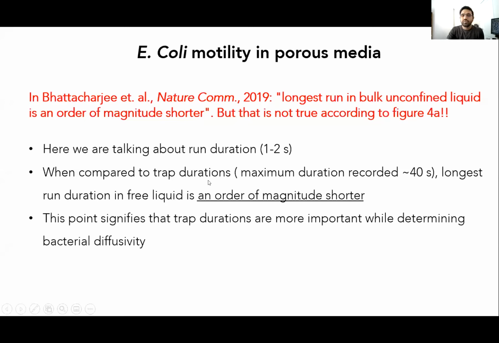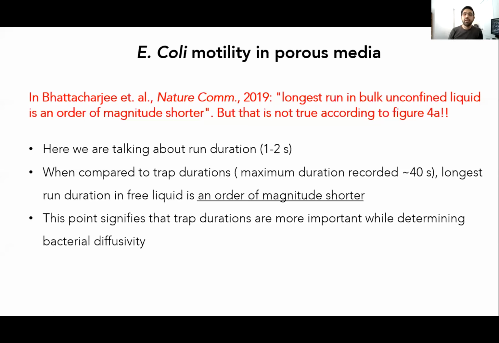When compared to trap duration, the maximum duration we recorded was about 40 seconds, which is an order of magnitude larger than the run duration. Even the hopping durations are way smaller than the run duration. The point we want to make here is that trap durations are the most important in determining bacterial diffusivity.